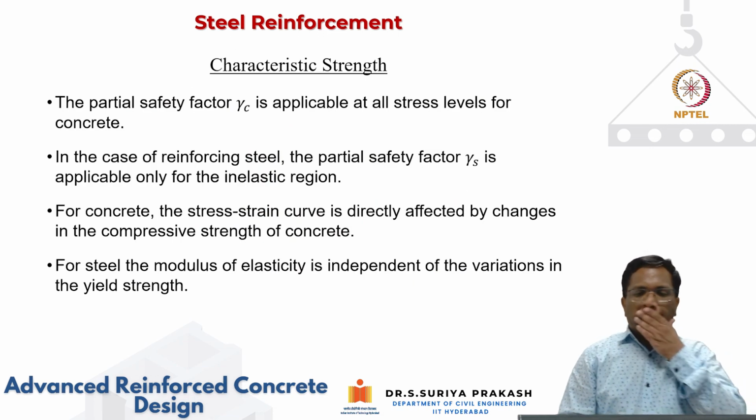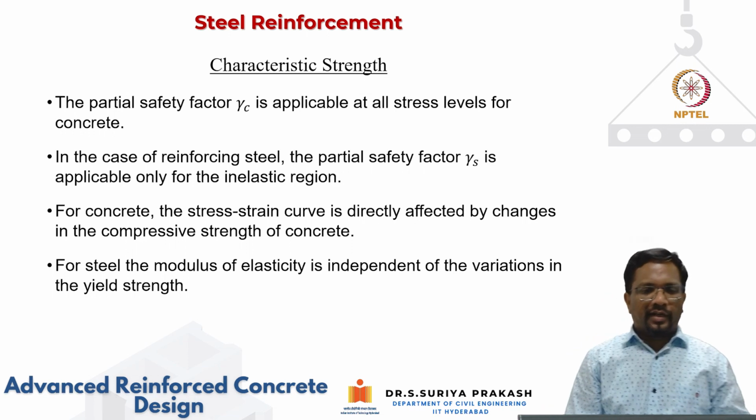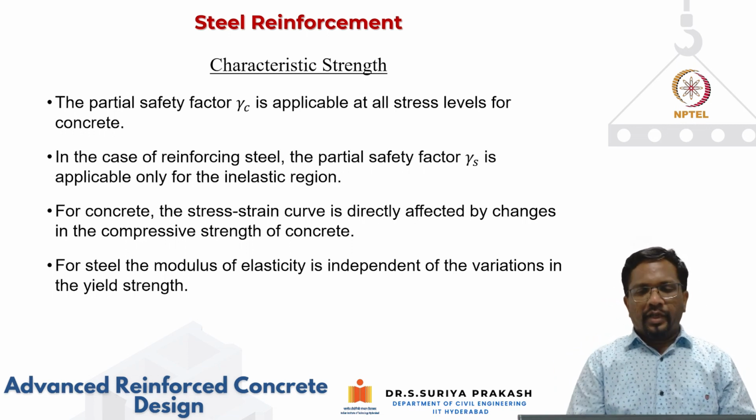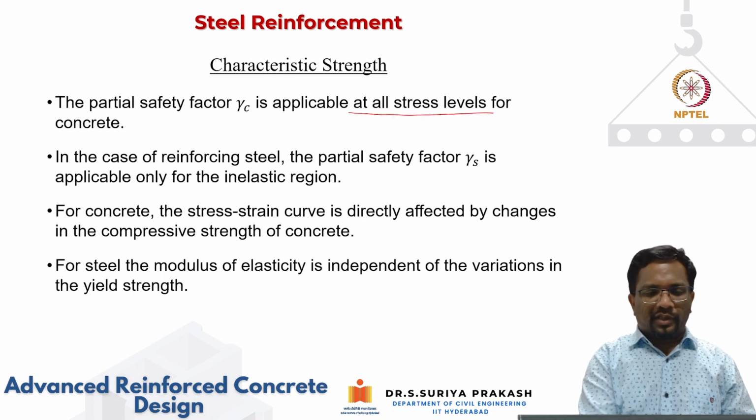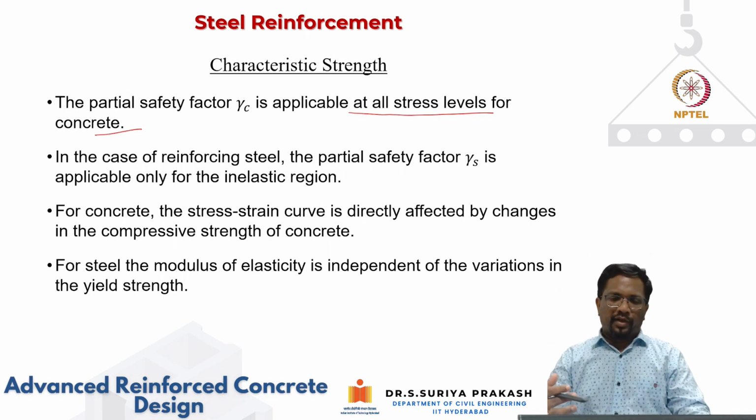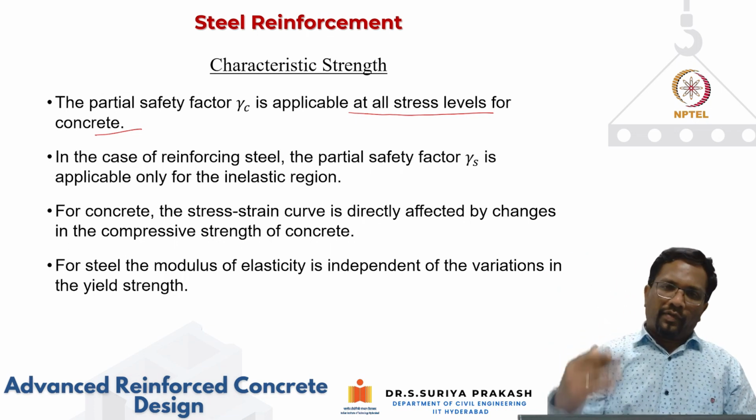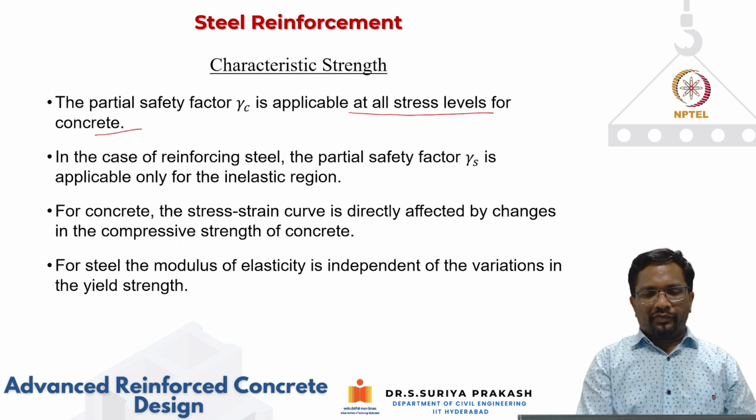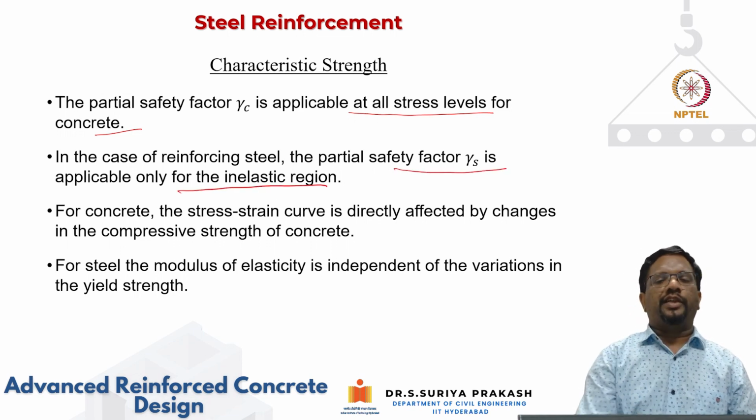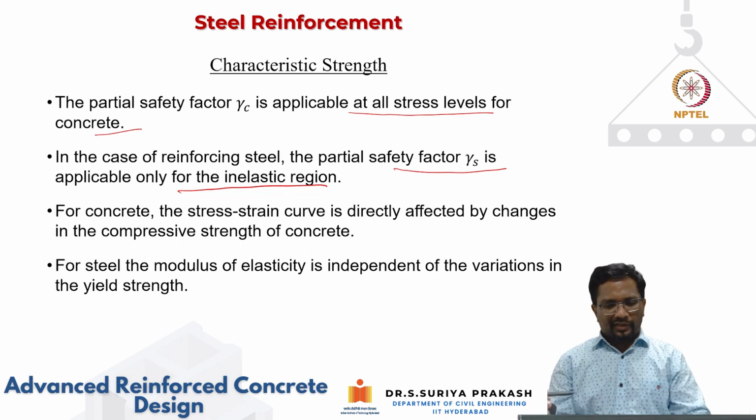Now if you note down again, the partial safety factor gamma c which we apply for concrete is applicable for all the stress levels. We knock down the stress strain curve by applying this gamma factor for all the stress levels. But in the case of reinforcing steel, the partial safety factor gamma is applicable only for the inelastic region. It is not really applicable for the elastic region.